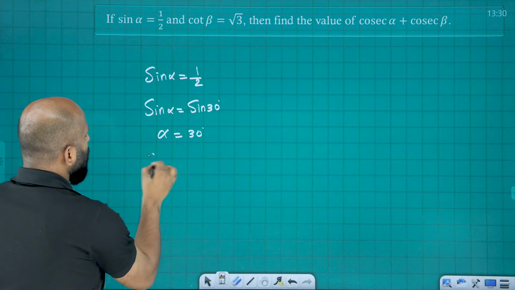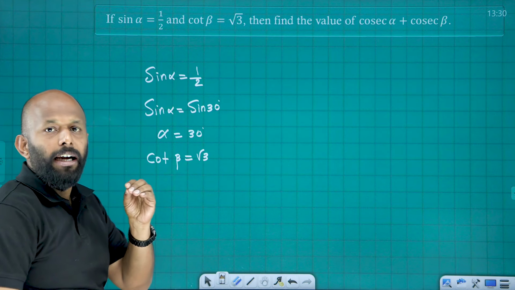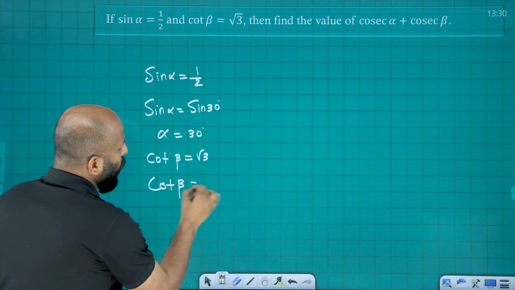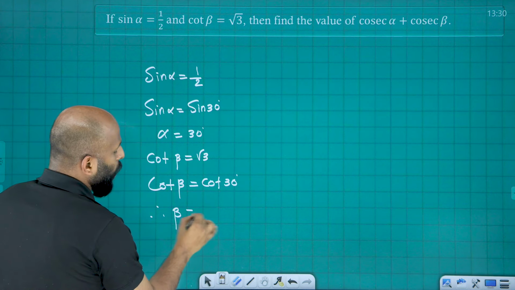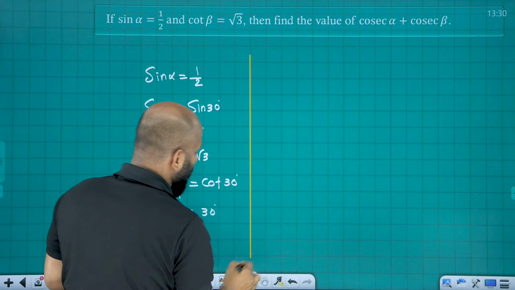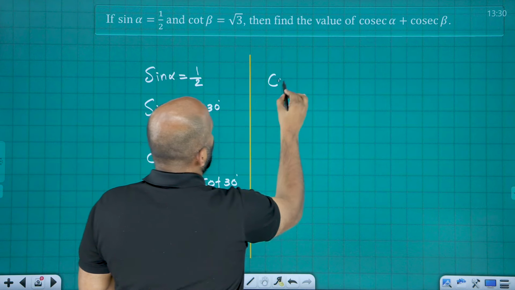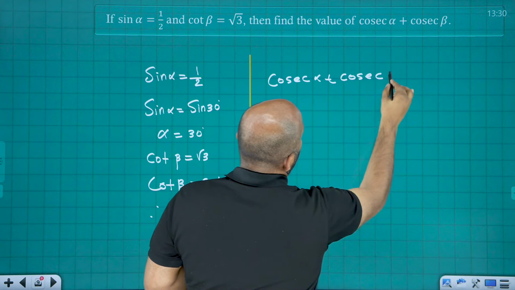Now cot beta is equal to root 3. So in which angle cot gives root 3? Cot 30 degree. Cot beta is equal to cot 30 degree. Therefore beta is equal to 30 degree. Here we got alpha and beta, both are 30 degree. Now what they are asking to find? Cosec alpha plus cosec beta.